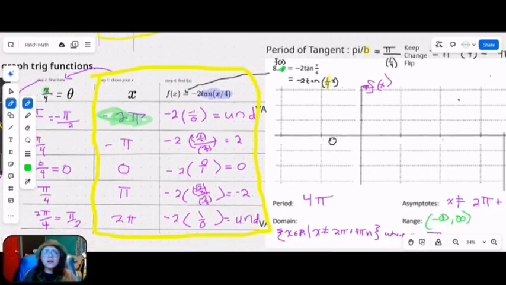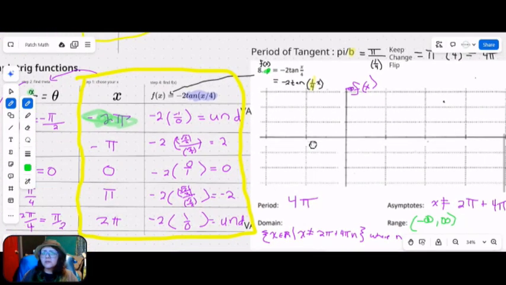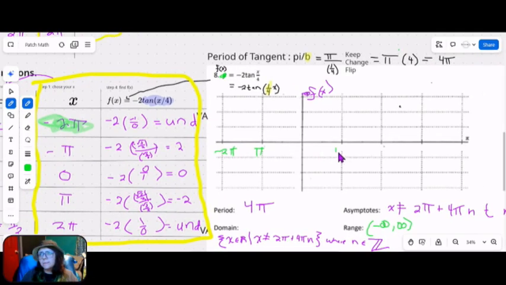So I do need to make sure this spans the proper amount. We'll call this negative 2 pi. I'm going to go pi here. 0, pi, 2 pi. Make sure you go full period at least on your graph.